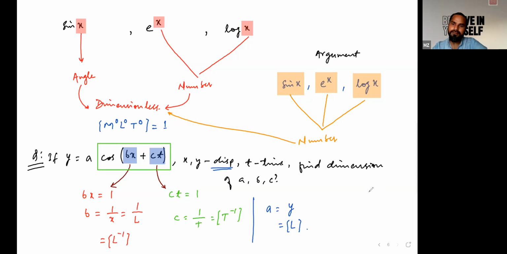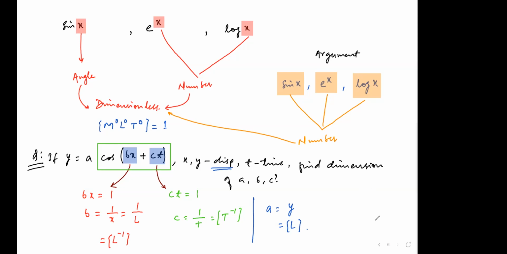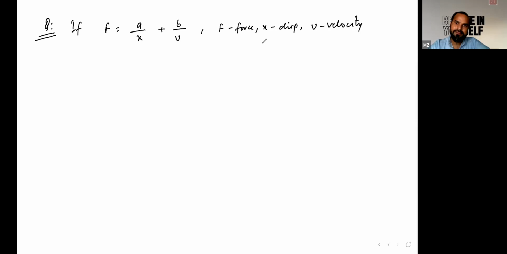Have you all written this? Safan? Yes, sir. Just solve this. If force is equal to A divided by X plus B divided by V. In this, F is nothing but force, X is nothing but displacement, V is nothing but velocity. Try to find the dimension of A and B.